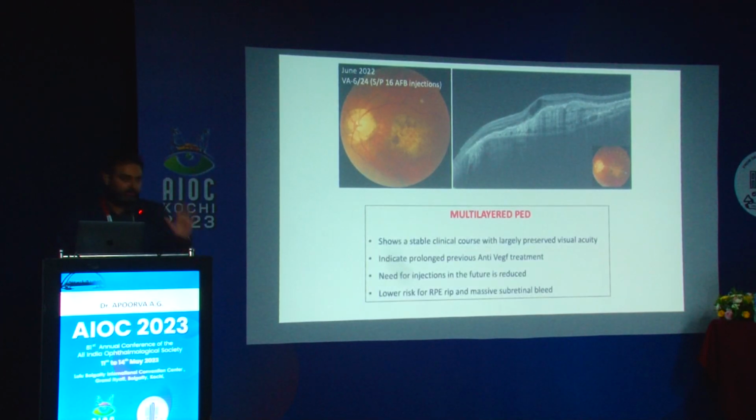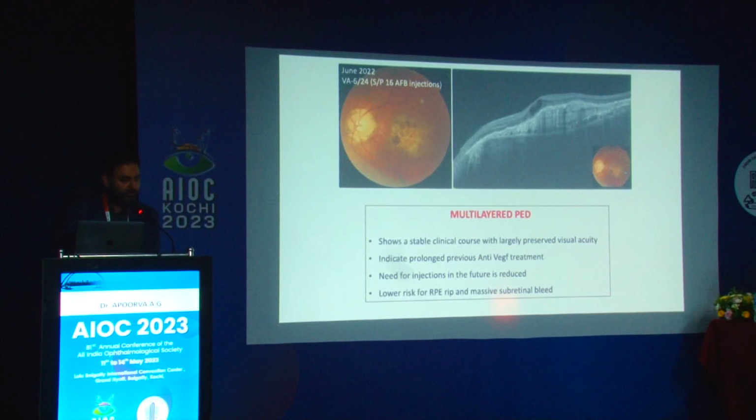So just to quickly sum up multi-layered PED, a relatively recently established labeled entity, it generally signifies a more stable clinical course down the line. And generally, the visual acuity can be fairly well preserved at the level that the multi-layered PED patient presents with SRF. It also indicates a couple of good prognostic signs, as in once you get the multi-layering, the chances of an RPE rip or a massive submacular hemorrhage, both of which unfortunately happened in the fellow eye of this patient, are considerably lower.